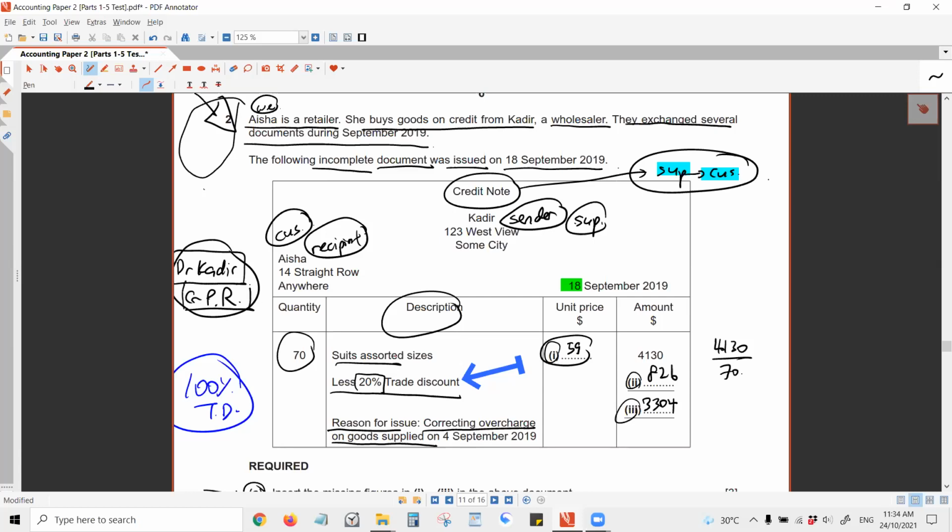Now the question is, what amount should you use here? Should I use 826? Should I use 4,130? Or should I use 3,304? Everyone, I give you a chance to try. If you have not done this question, tell me which amount I should use for this entry. Why did all of you give me 3,340? Let me check my answer. Oh, 3,304, right?